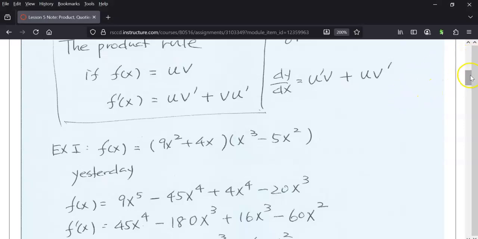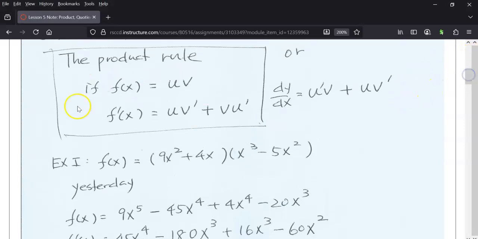The product rule. So if f of x equals the product of u and v, so u times v, then f prime of x, the derivative of x, is u times v prime plus v times u prime. And this is another way of writing the same thing, but using the dy dx notation.